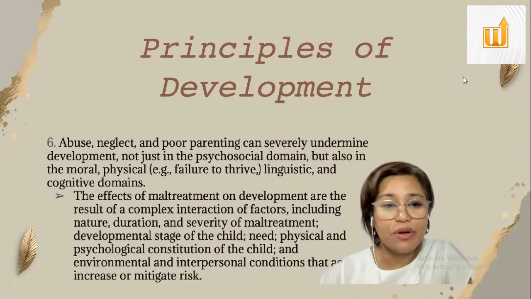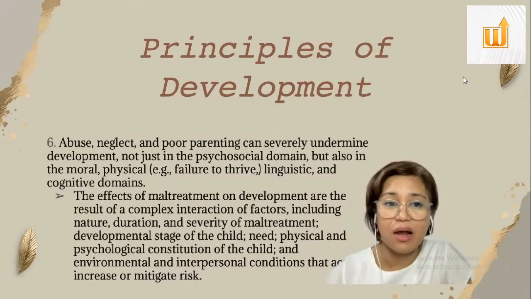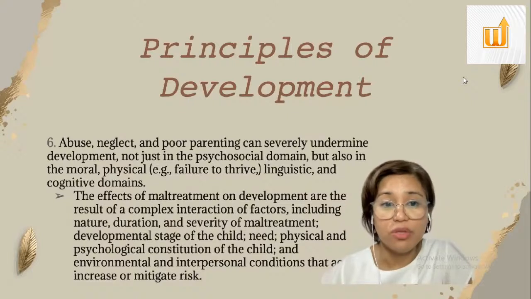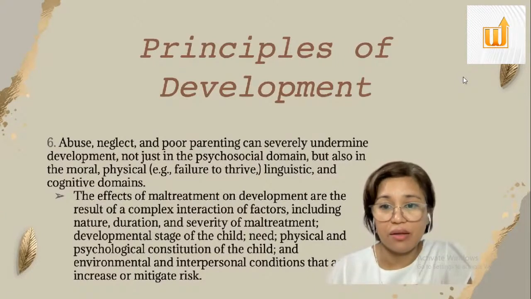And then number six, the sixth principle is that there are certain things that undermine the development of the child, in the psychosocial domain, in the moral domain, in the physical domain, in the linguistic and cognitive domain. Basically these are different kinds of abuses, neglect, and poor parenting. This can severely affect the development of the child.